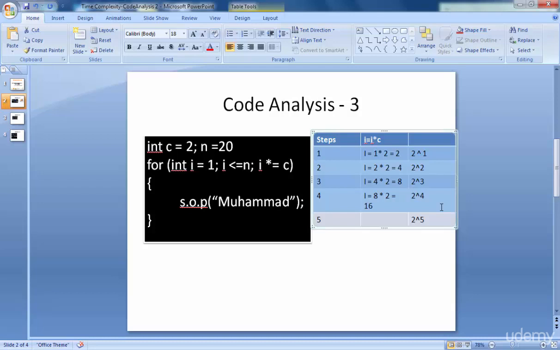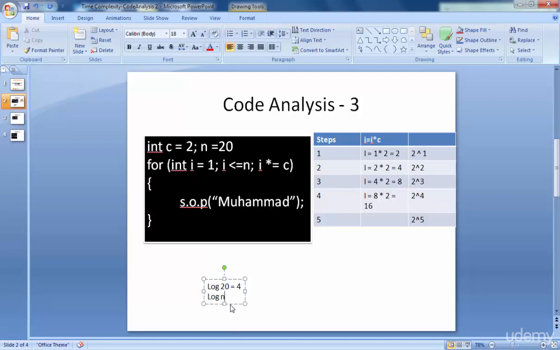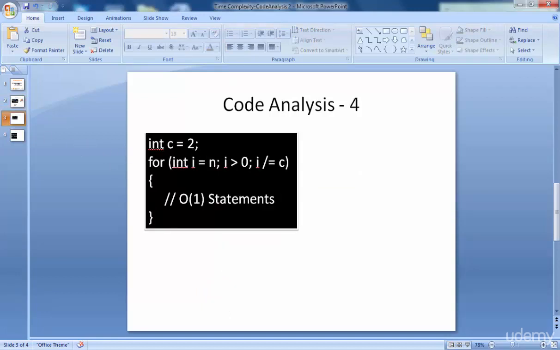I hope you got the point. And if you take the log of the value, the resultant will be something like log of 20, which is equal to 4. If you take the log with base 2, you will get the value 4, right? So the runtime complexity of this code is log of n. Now in the second case, I've just changed the operator from multiplication to division. Now what will be the complexity of this code?